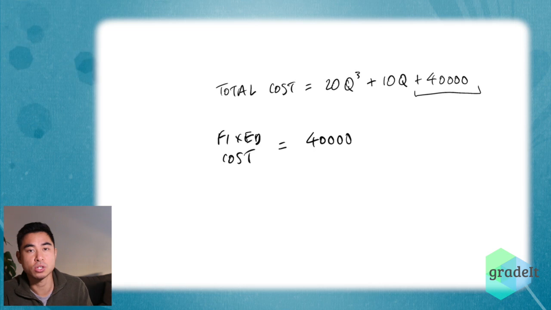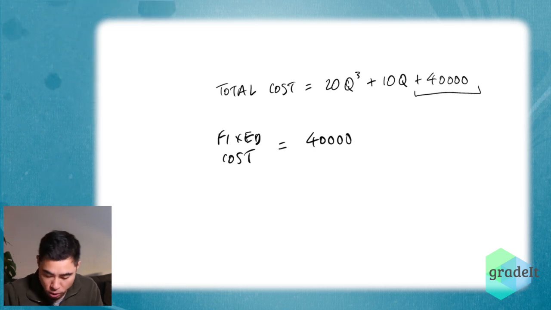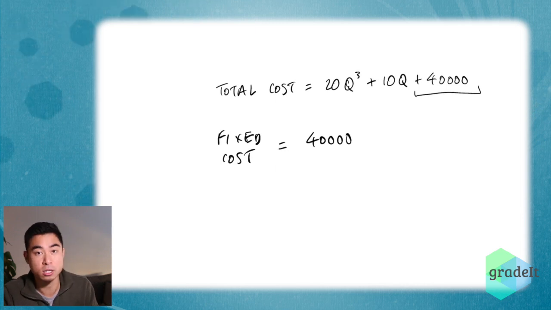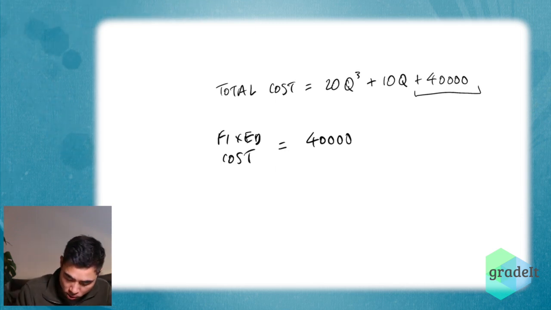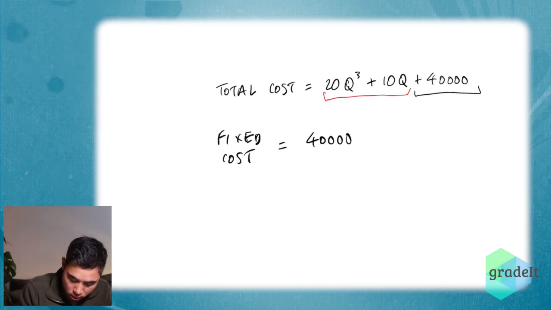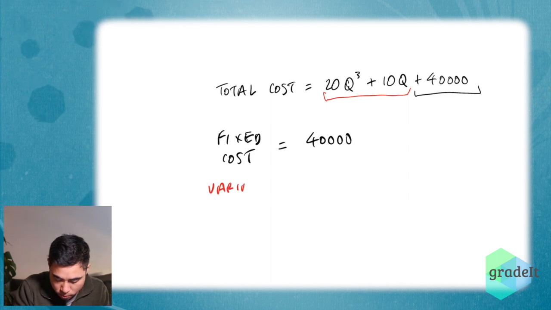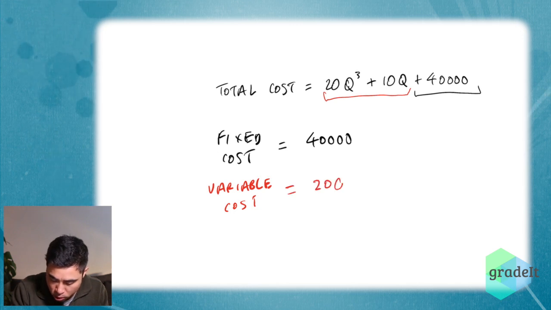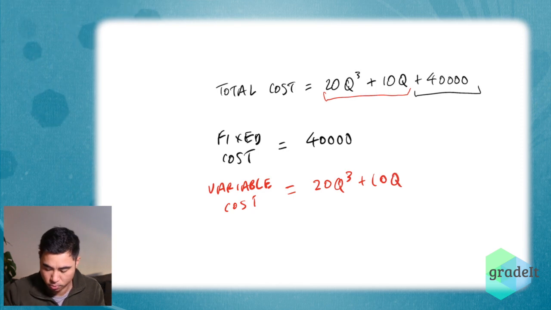And the second part of the question asks us to work out variable cost. Okay? Variable cost does vary with output and it asks for your answer as an expression. So here we are looking at this bit in here. So your variable cost is going to equal 20q cubed plus 10q.